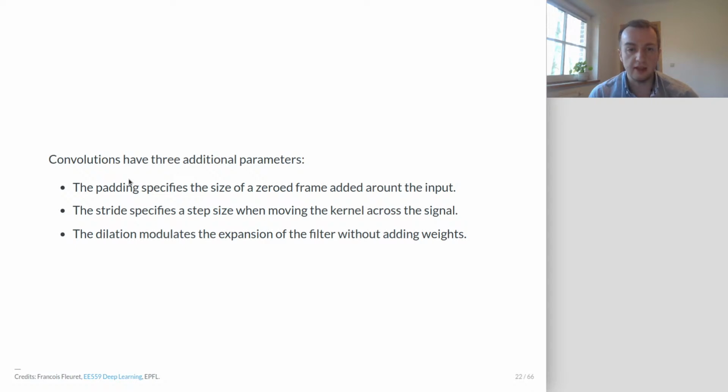So the first is padding, and it will specify the size of a frame that you would put around the input. Then you could also specify a stride, which specifies a step size when moving the kernel across the signal. So not only could you decide to move the kernel at every possible location, so that means with a step size of 1, but you could say that actually you don't do that and you slide it across with a step of 2 or 3 or larger. And then finally, a dilation parameter, which will modulate the expansion of the filter without adding parameters, without adding weight.